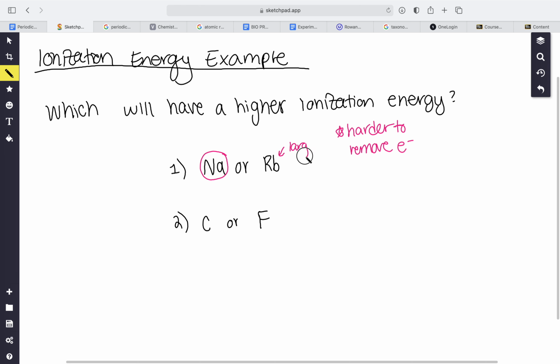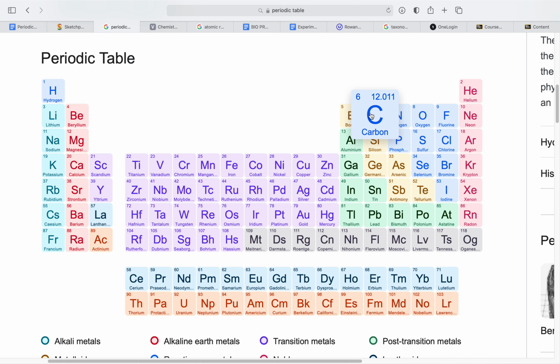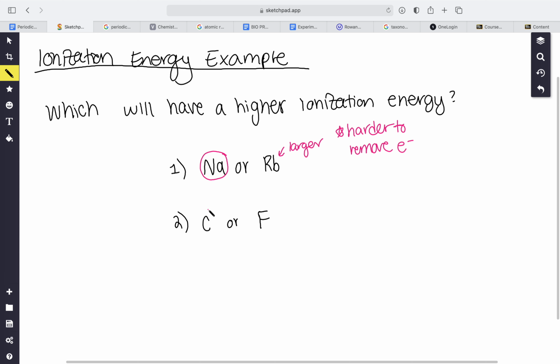Alright, so then we have carbon and fluorine. Carbon and fluorine are on the same energy level. So in order to do the atomic radius, we have to look at their protons. Carbon is going to be slightly larger than fluorine because fluorine has 9 protons and carbon has 6 protons. So carbon's going to be larger, meaning that fluorine is going to have a higher ionization energy because it's smaller.